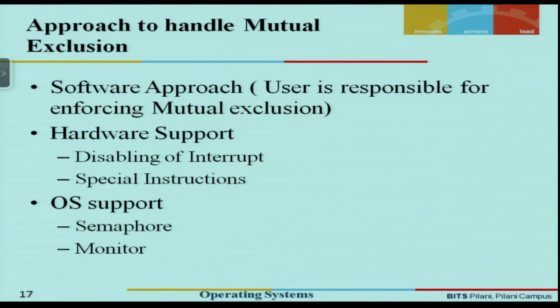We will see that, and then finally we will also try to see some kind of support coming from the operating system. So we find that the operating system also provides some kind of support, and we will try to study two of the things: one is a semaphore and another is a monitor. So we will see how mutual exclusion can be achieved using all three approaches.